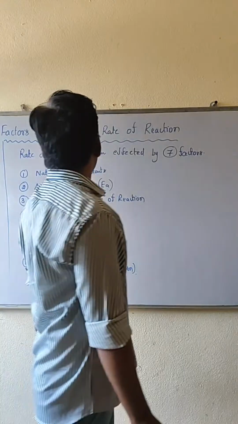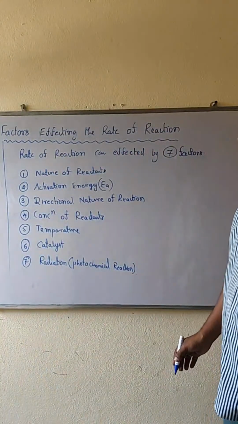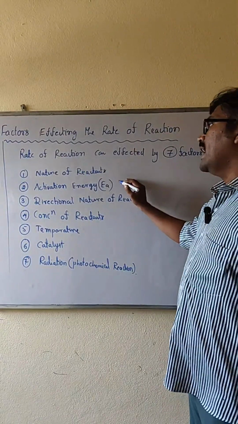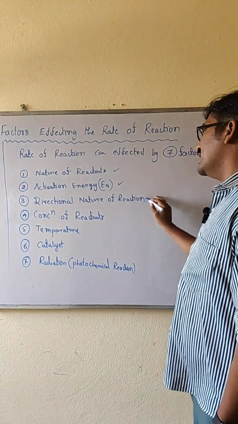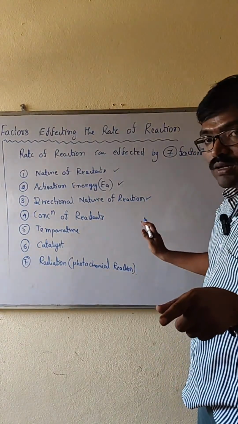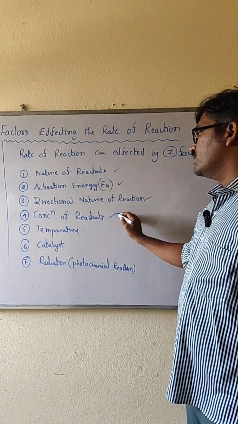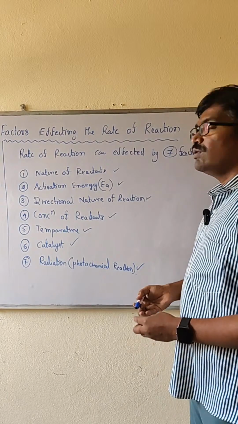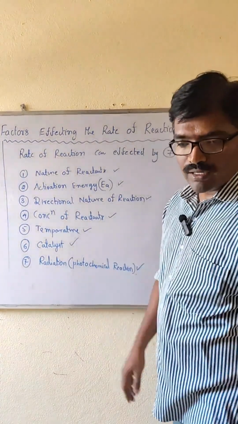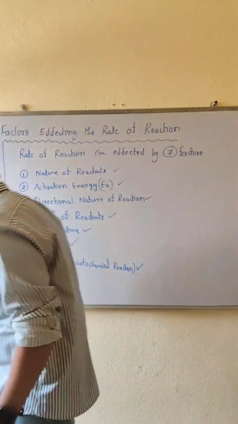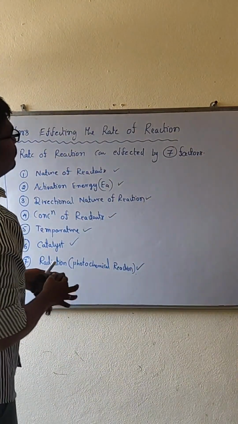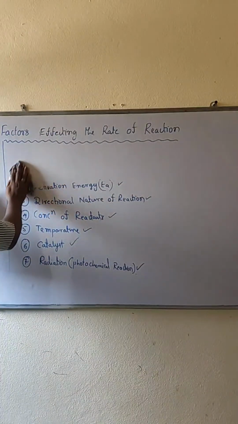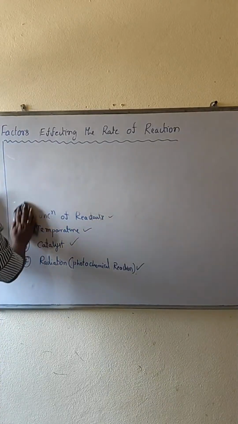These 7 factors are influencing the rate of reaction, and one by one we have to discuss them. First, the nature of reactants. Second, activation energy. Third, directional nature of reactions, not reactants, reactions. Then concentration of reactants, then temperature, a catalyst, then radiation or photochemical reactions. Look, my dear students, the first factor we are discussing is the nature of reactants.